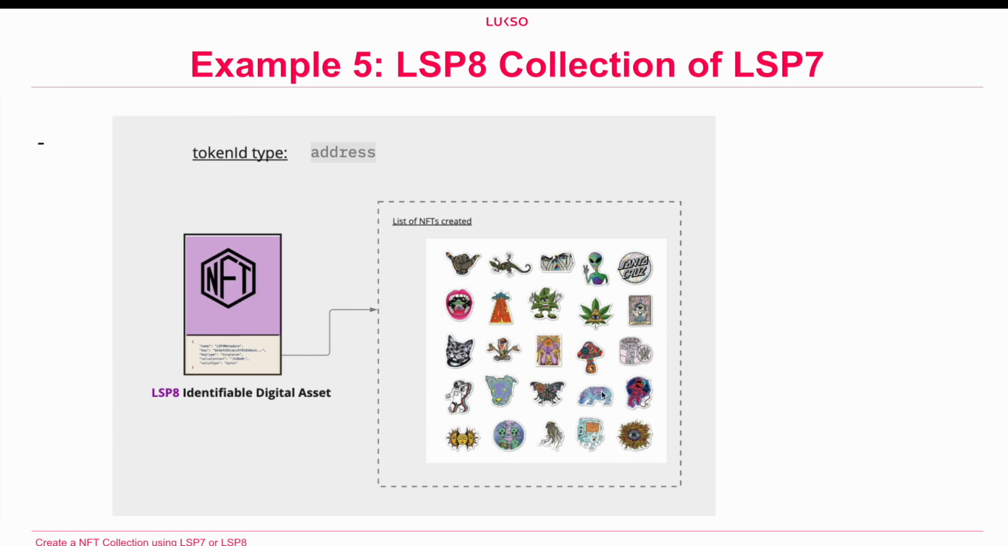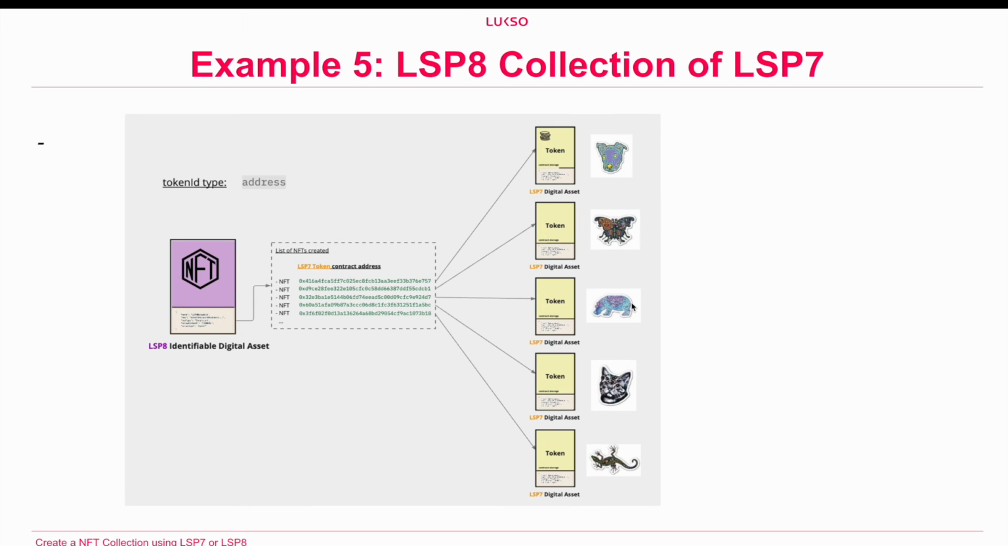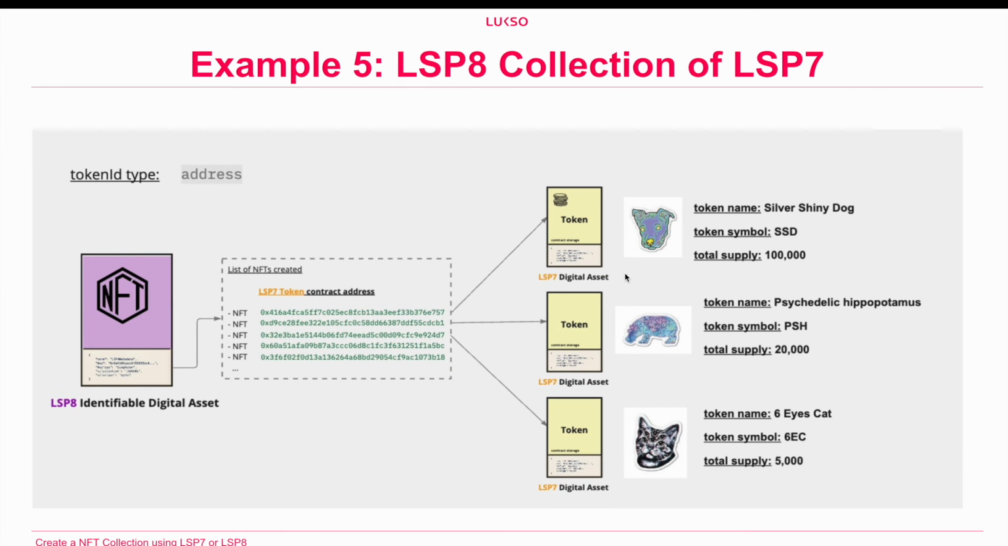So all these digital stickers are basically NFTs. This is the whole collection. And the token ID type is address because each sticker is a smart contract. It's an LSP7. So the token ID for 16A4F is basically the address of an LSP7 contract that has the silver dog sticker. And you have that for each sticker. In this way, you can create things like a collection of sub-collections where each sub-collection has a limited number of items available.